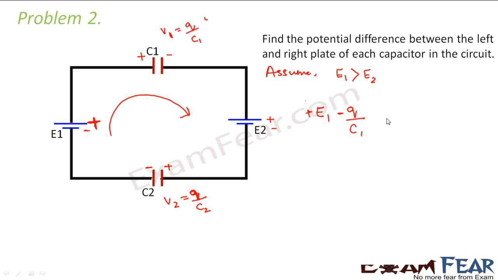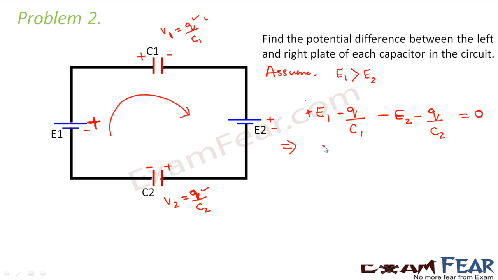Then I go to E2. What will be the sign for E2? It is departing from the negative plate. So this will be minus E2. And then I go to C2. What is the potential for C2? It is Q by C2. What is the sign? It is departing from the negative plate. So this will be negative. This is equal to 0. So from this, what do we get? We can find out the value of Q from here, because if we get the value of Q, we can calculate the values of V1 and V2. Right? So our aim is to calculate Q from this.